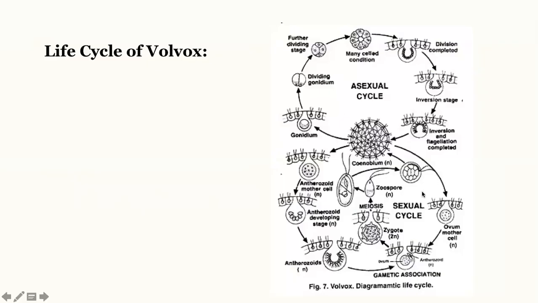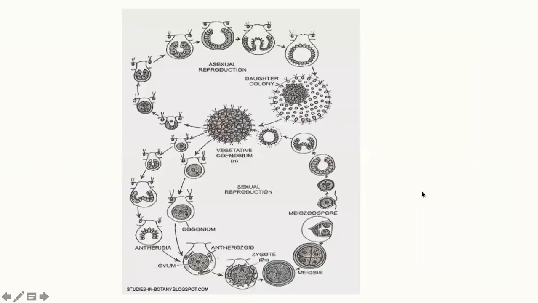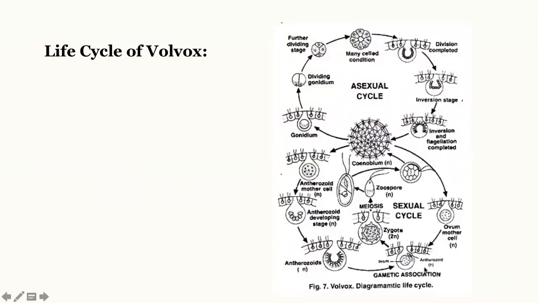So this is what happens in the life cycle of Volvox. And you can see here, asexual reproduction is by the formation of gonidium, wherein a single cell of the posterior end will enlarge to form the gonidium. It will now divide, undergo multiple divisions, and then eight cell stages form. That you should remember, it is a plakea stage. Eight then gets transformed into a 16 cell stage.